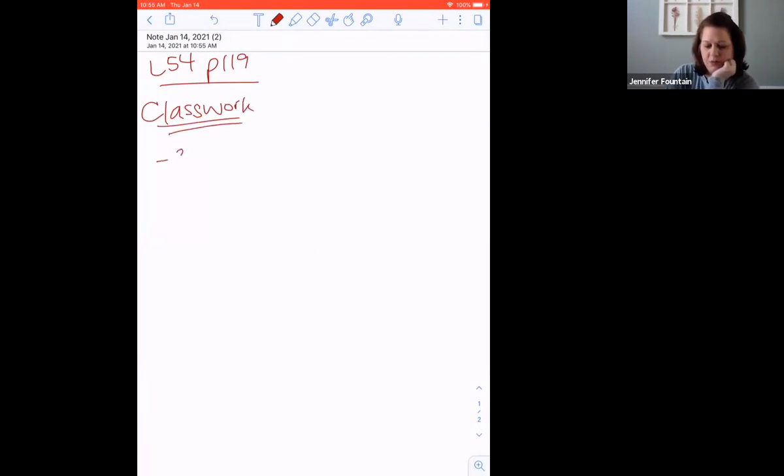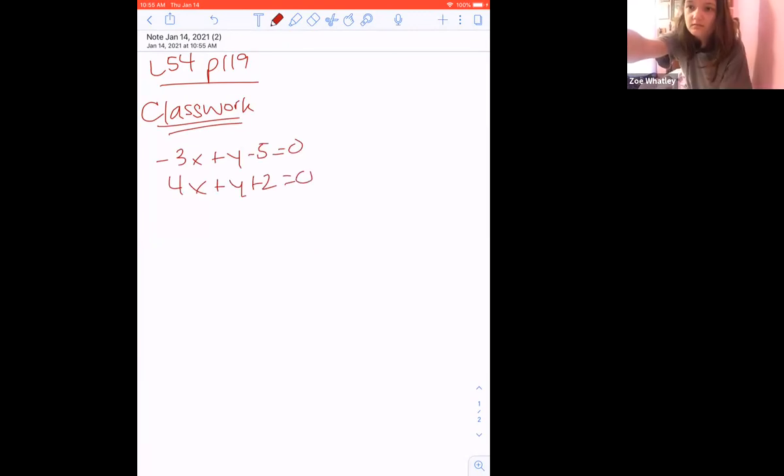We start with negative 3x plus y minus 5 equals 0, and 4x plus y plus 2 equals 0. Okay. Should we write in the book? Yes, you can write this in the book. Yeah, this is on page 119. Write it in the book. This is classwork. Negative 3x plus y minus 5 equals 0, and 4x plus y plus 2 equals 0.